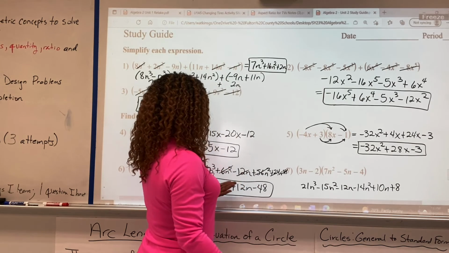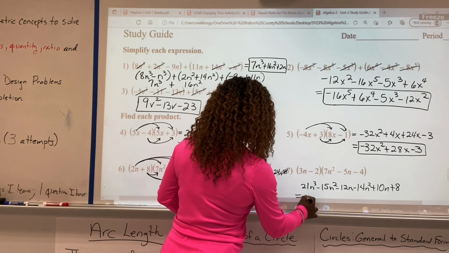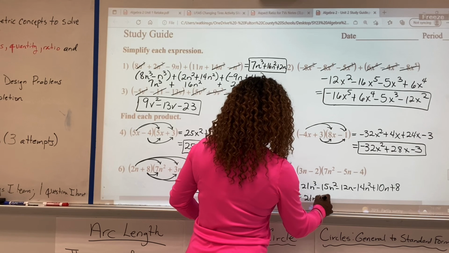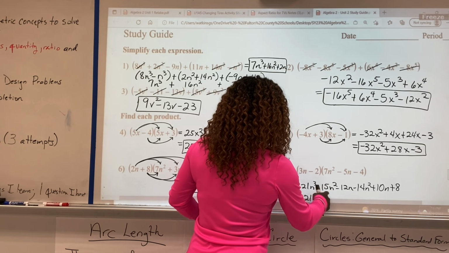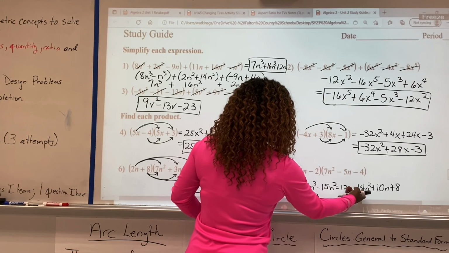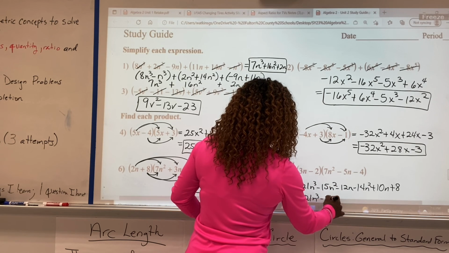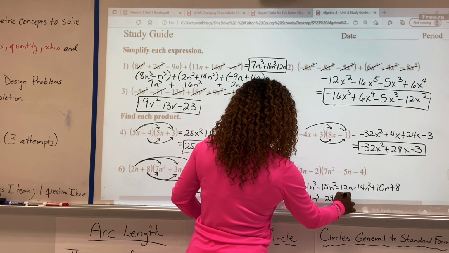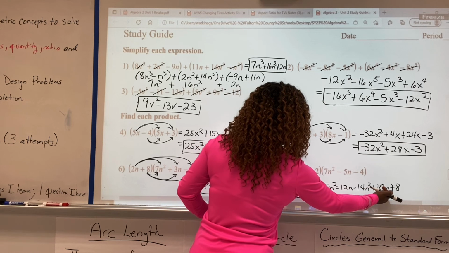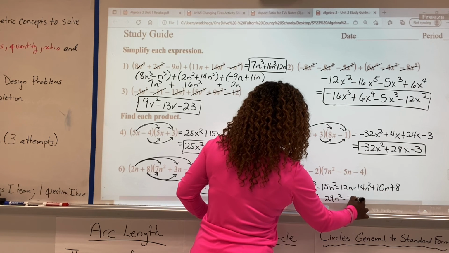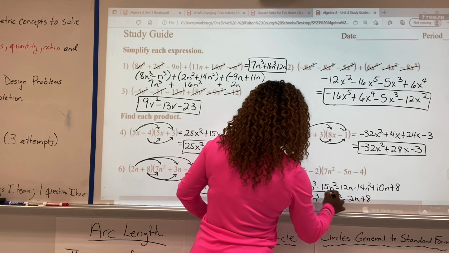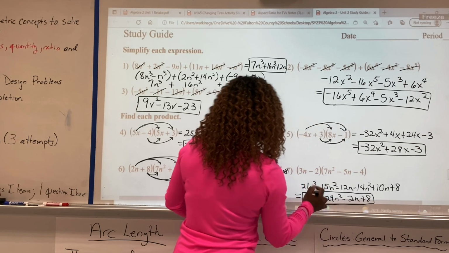Can I combine anything? Well, let's find out. There's no other n cubed, so keep 21n cubed as is. Here's the n squared, there's another one. Negative 15 and negative 14, that's negative 29n squared. Negative 12n plus 10n is negative 2n, plus 8. So here is our answer for number 7.